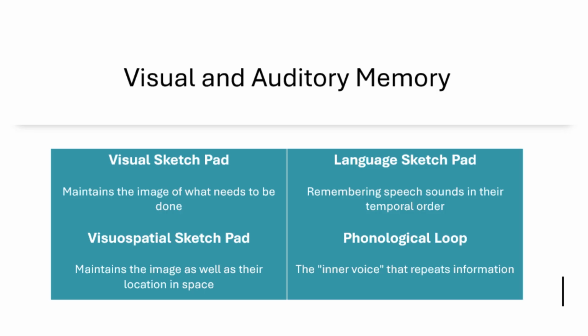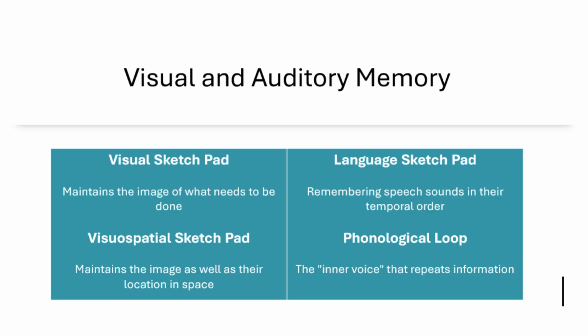Similarly, the visuospatial sketchpad maintains images of the task as well as their location in space. Has anyone ever forgotten, perhaps, where you parked your car at the mall? In addition to these visual systems of memory, we also have the language sketchpad and the phonological loop. The language sketchpad remembers speech sounds in their temporal order. For example, if I asked you to repeat the word marshmallow, you can most likely repeat the word with all of the correct sounds and in the correct order.